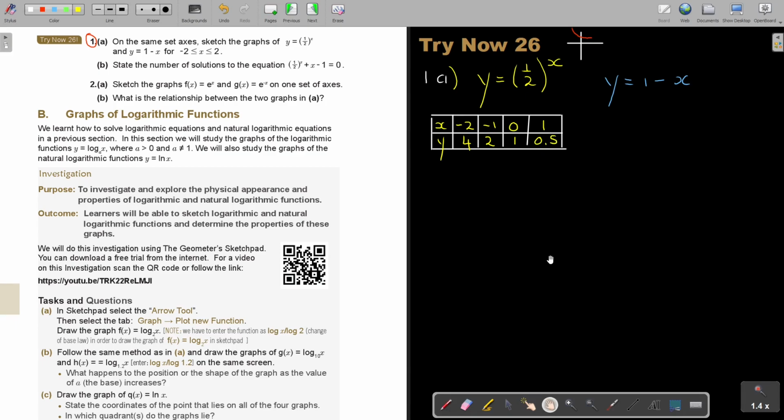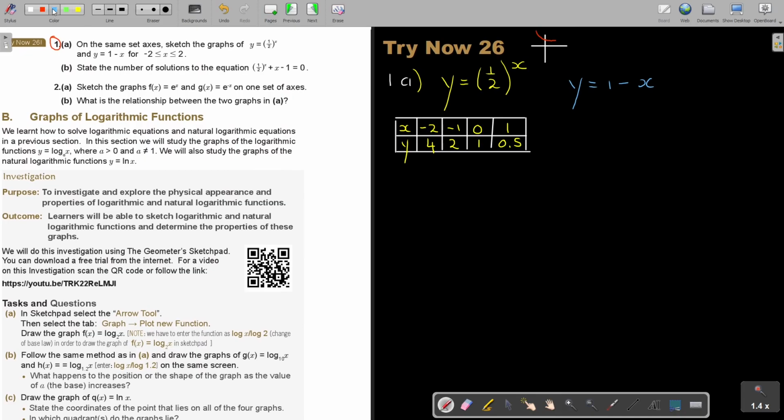And for this one, I will prefer that it's a straight line. So let's make it the x-intercept, and you make y 0. So it's 0 equals 1 minus x, so x is equal to 1. And then the y-intercept, you make x 0. So if I make x 0, then it's 1 minus 0, and that's just 1.